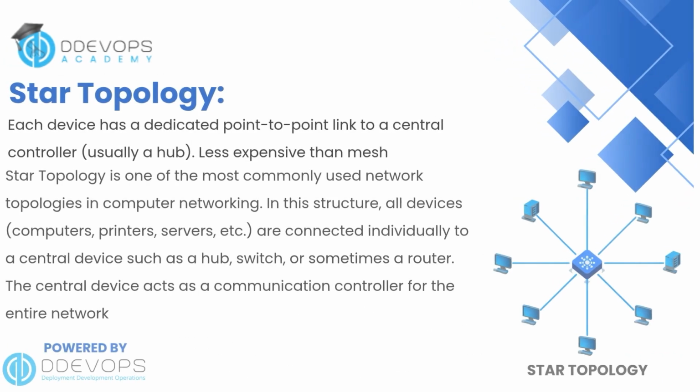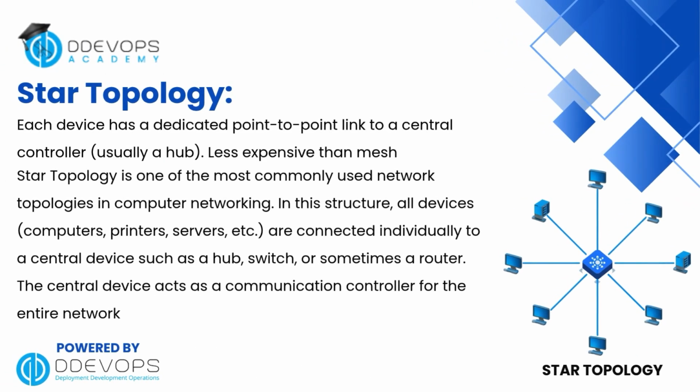Star topology: each device has a dedicated point-to-point link to a central controller, usually a hub. Less expensive than mesh, star topology is one of the most commonly used network topologies in computer networking. In this structure, all devices, computers, printers, servers, etc., are connected individually to a central device such as a hub, switch, or sometimes a router. The central device acts as a communication controller for the entire network.